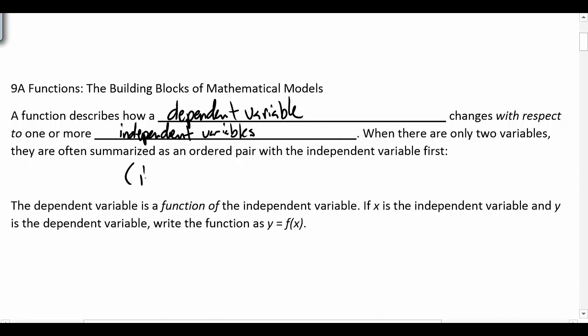So you might see it as independent, comma, dependent, or what we like to think of as x, comma, y. The dependent variable is a function of the independent variable, where x is the independent and y is the dependent. Often we refer to this as y equals f of x. So f of x is what we refer to as function notation.